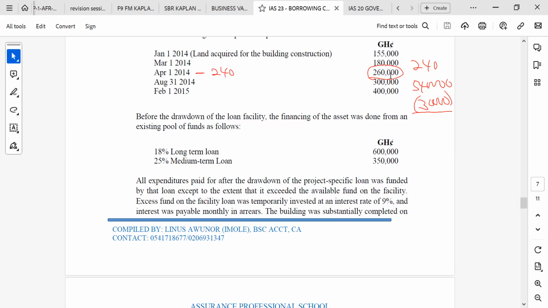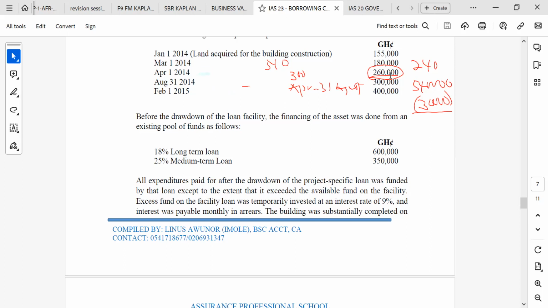240 of the 800,000. The time that we used 260, the remaining amount was 540. 240 of it was invested from April to December. And 300 of it was invested from April to 31 August 2014. Do you agree to that?